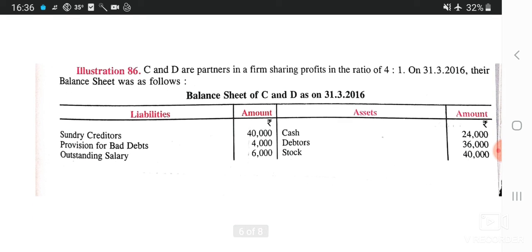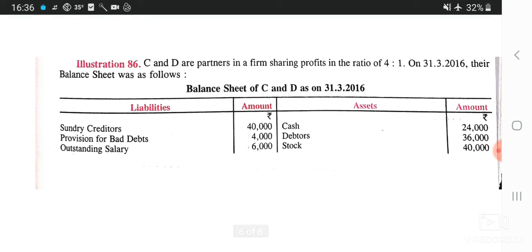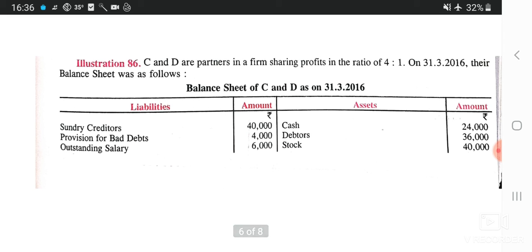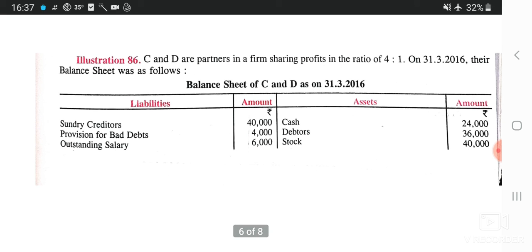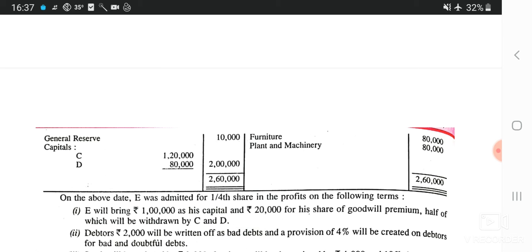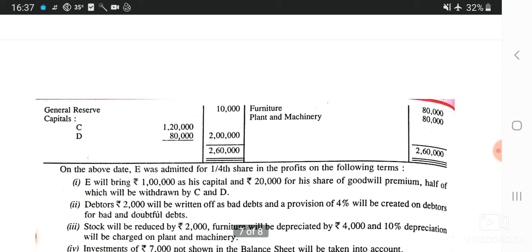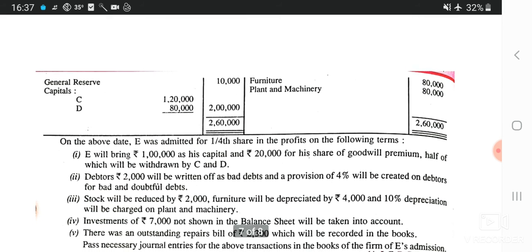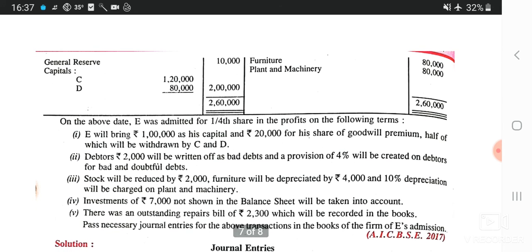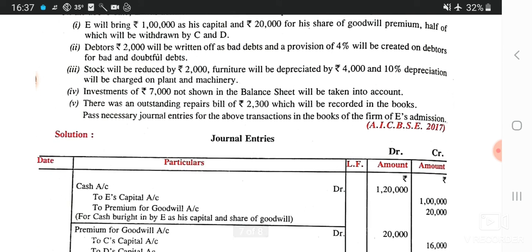Yes, next move to illustration number 86. We have C and D, partners in a firm sharing profit in the ratio 4:1 on 31/3/2016. Their balance sheet was as follows: sundry creditors, provision for doubtful debt, outstanding salary, cash, debtors, stock, and next general reserve, capital, furniture and machinery. E will bring 1 lakh as capital and 20,000 for share of goodwill, half of which will be withdrawn by C and D. So the first entry will be cash account debit to E's capital and premium for goodwill.